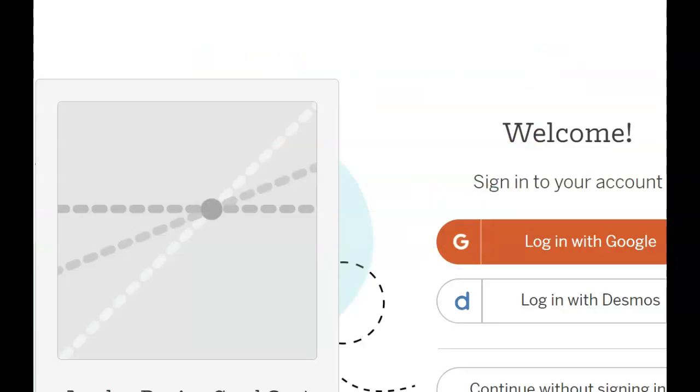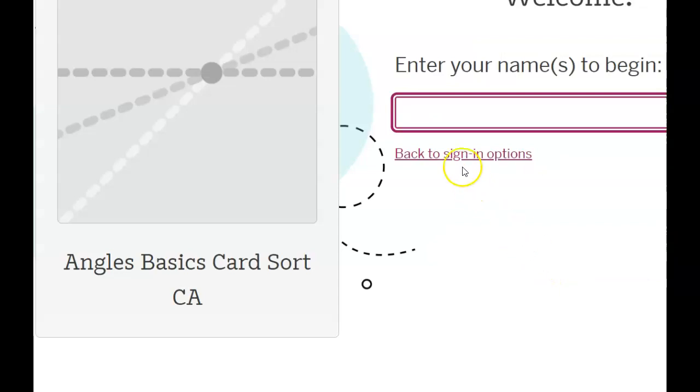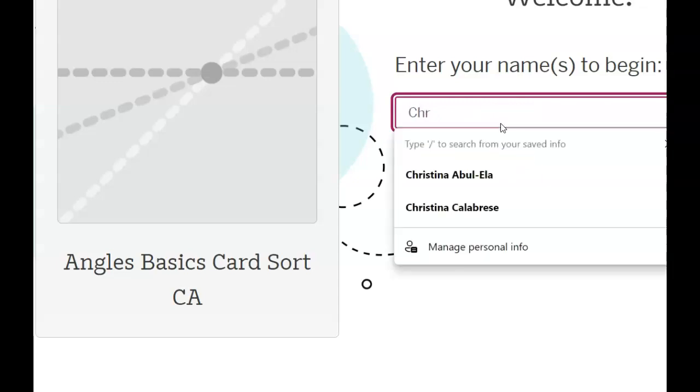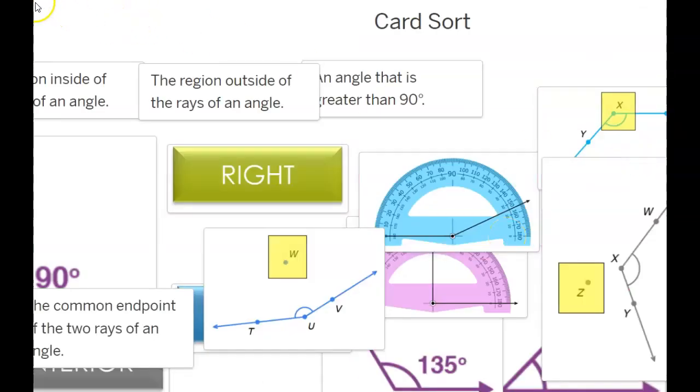Right, so you're going to go into Desmos in order to do this. I'll share a link with you. And then once you're in there, you want to scroll down until you get to continue without signing in. So you don't need a Google account or a special login. Just click continue without signing in, and it should pull up the activity. I'm not sure why it's asking me for my name right now, but if it does, you could just put your first name in there. It did not ask me for that the first time around. Okay, let me make the screen a little bit bigger.